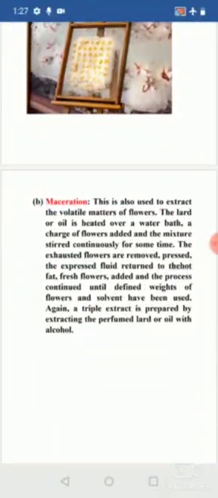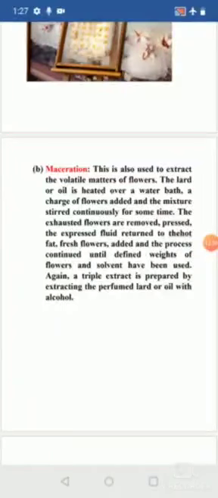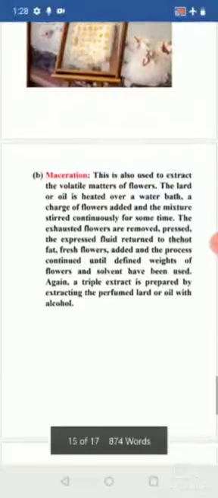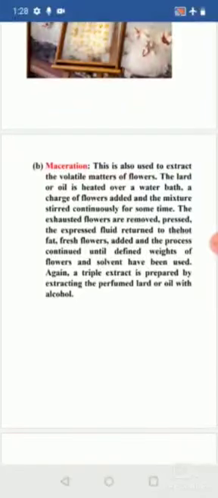In the maceration method, you are going to heat the oil or the fat, that is the lard, and keep adding the flowers continuously. Once the flowers are exhausted, you are going to take them out and press those flowers to remove the solvent. Again you are going to replace the exhausted flowers with fresh flowers, and continue this process until the weight of the flowers and the solvent have been used. So till all the flowers and the equivalent solvent are used, you continue this process.